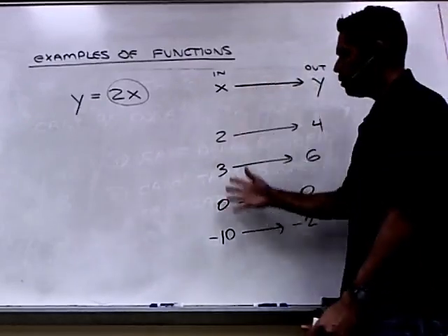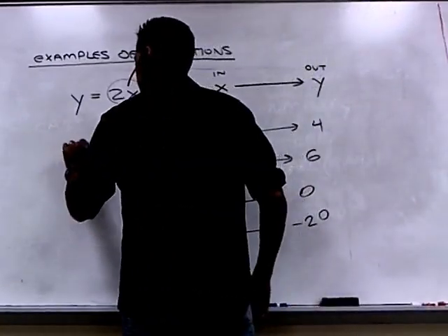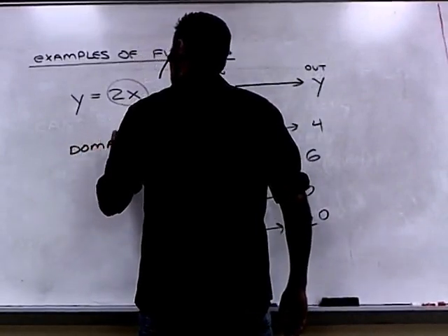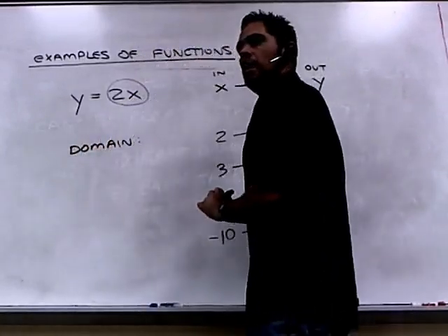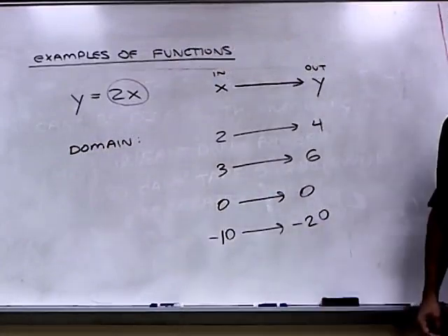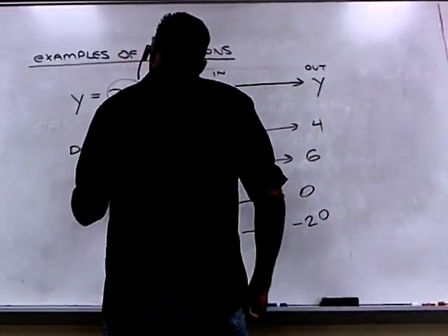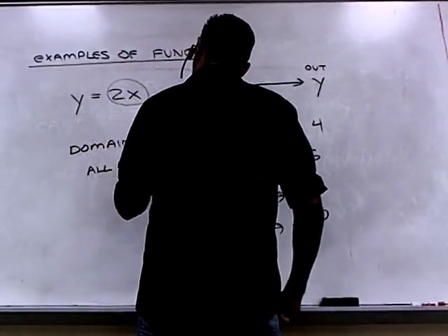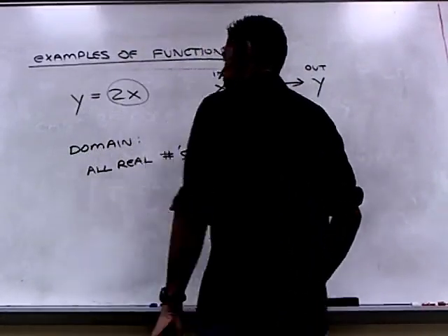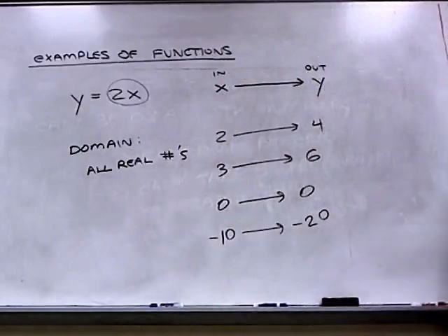Okay, the input right now, the domain of this is everything, right? How do I say everything in math? There's a couple of ways to say it. You can say all real numbers. Have you all heard that before? Okay, all real numbers. That's one way of saying everything.